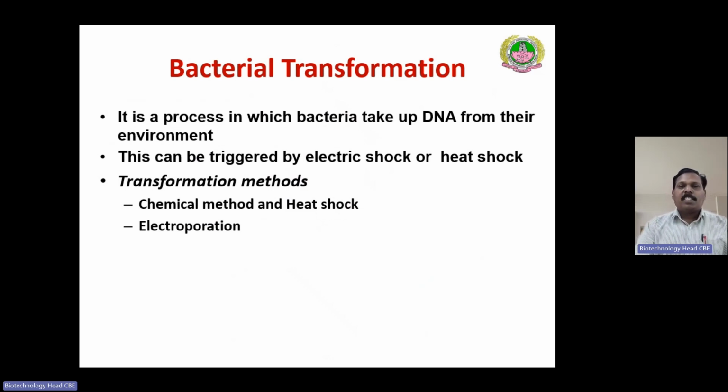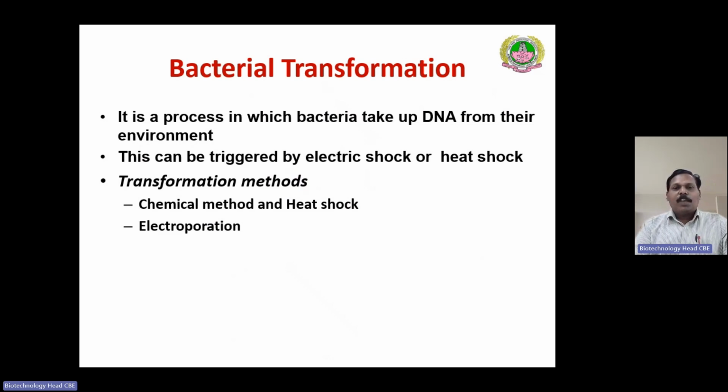Having the competent cells ready in laboratories, normally we prepare competent cells by treating with calcium chloride salts. Once the calcium chloride salt treated cells are ready, they can be immediately used for bacterial transformation. If you want to do it at a later date, you can store them in a glycerol stock under freezing conditions at minus 80 degrees centigrade for months together. At a later date, you can recover them and use them for bacterial transformation.